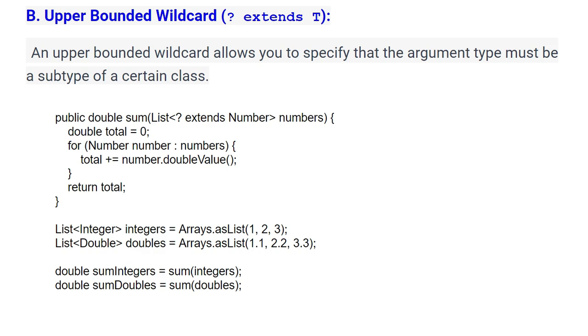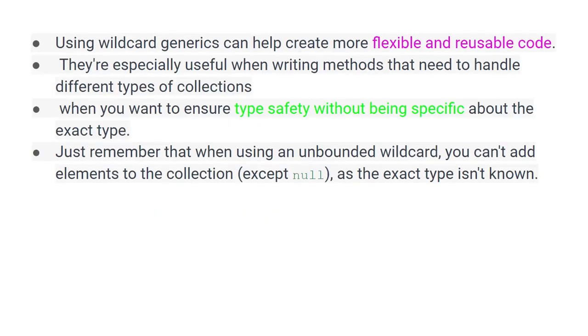The final conclusion is that using wildcard generics can help to create more flexible and reusable code. They are especially useful when writing a method that needs to handle different types of collections. When you want to ensure type safety without being specific, without the exact type, then you can go with the wildcard. Just remember that when using an unbounded wildcard, you can't add elements to the collection except null, because the exact type is unknown.